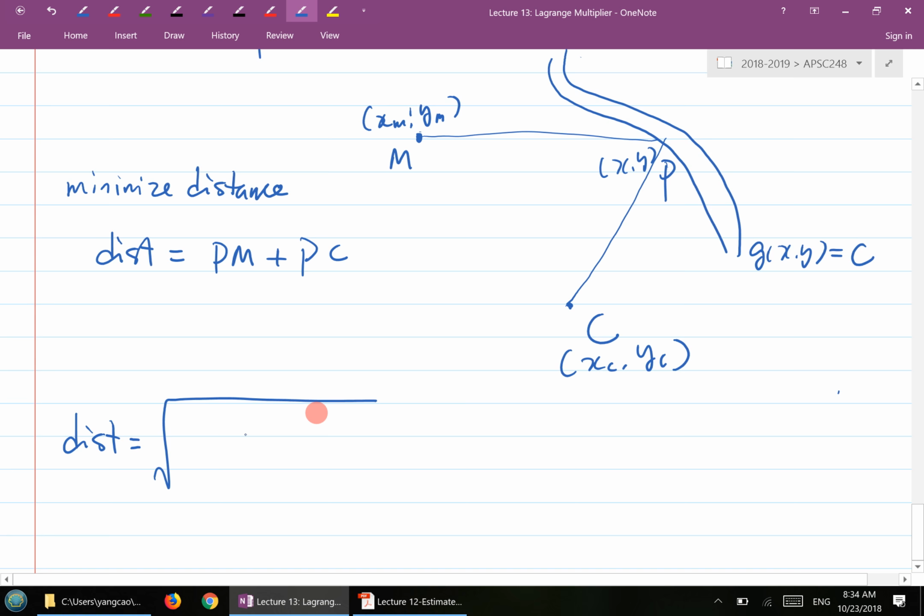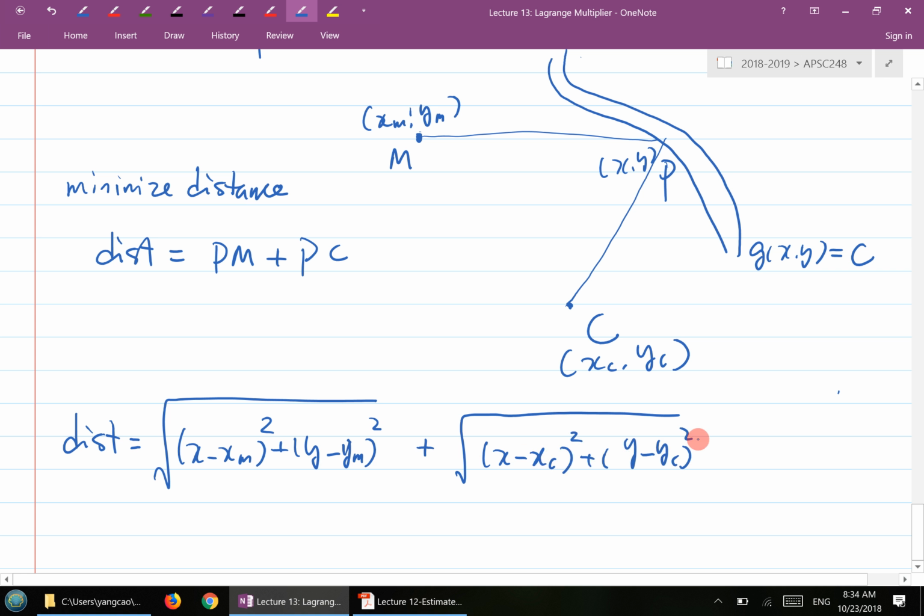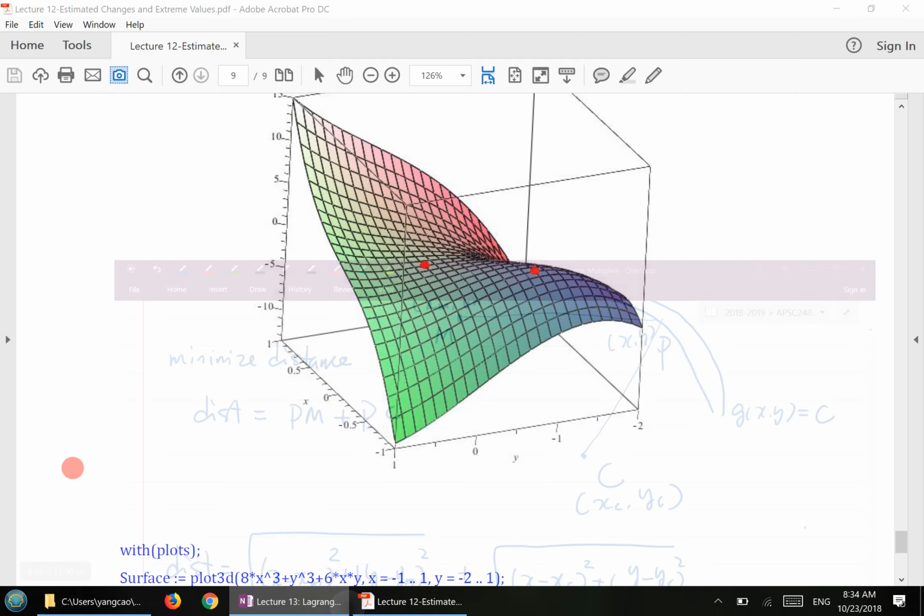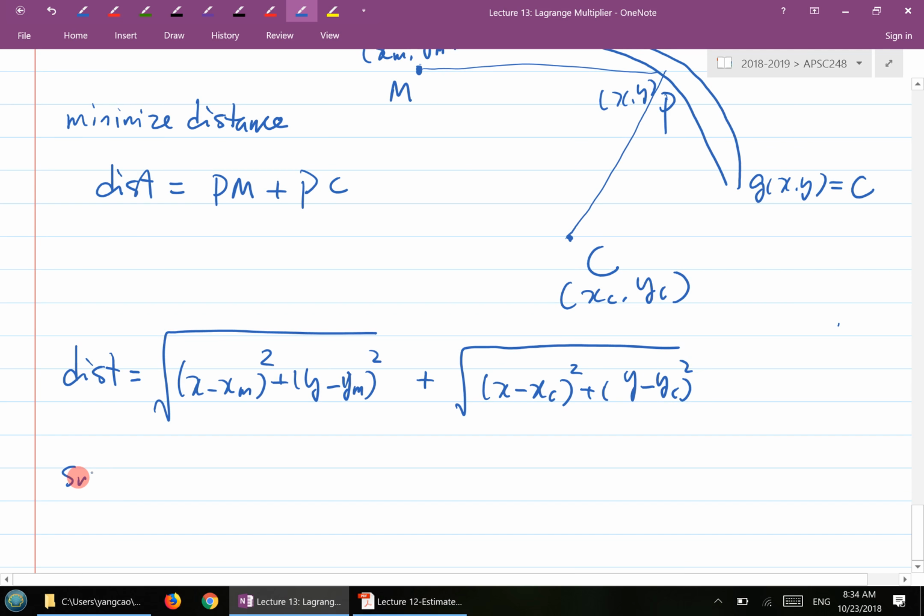So that gives you x minus xm squared plus y minus ym squared, and then plus the PC, which is x minus xc squared, y minus yc squared. There. So that is the function you're trying to minimize. This is the distance. And subject to, right, don't forget, you do have a constraint here. So subject to this river function, g of xy equal to c.